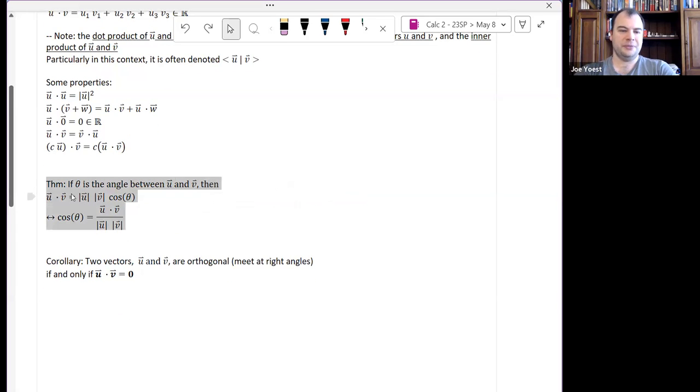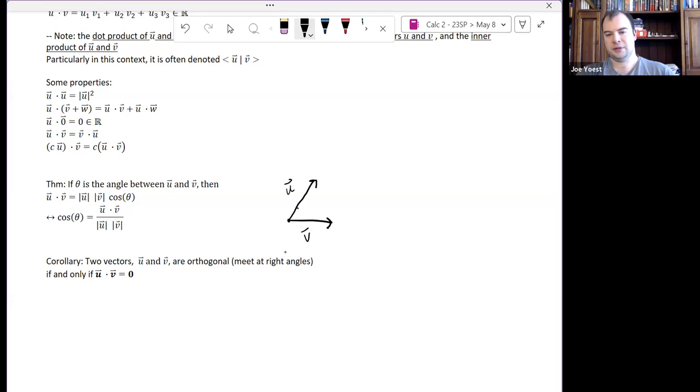So an important theorem: if theta is the angle between the vectors u and v, so if we think of these vectors, if their initial points were put at the same location, there would be an angle between them, provided one of them is not the zero vector. So if theta is that angle, then the dot product of u and v is the length of u, times the length of v, times cos theta.